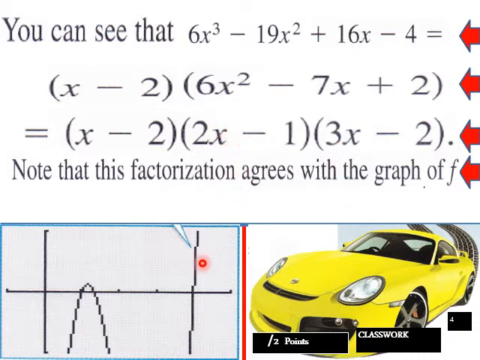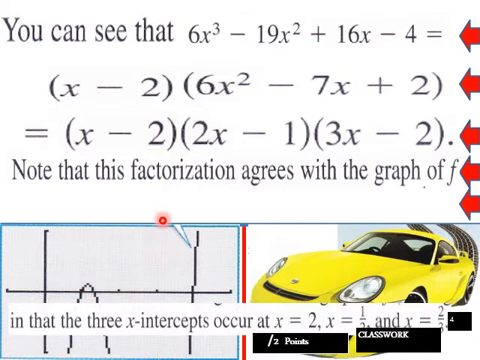So 2x minus 1 would be 1/2. This would be 1/2 here. And then this over here would be 3x minus 2. This would be 2/3, between 1 and 1/2. This would be 2, I guess they're saying this is 2 here. So this is your positive 2, and then these are your other factors here.